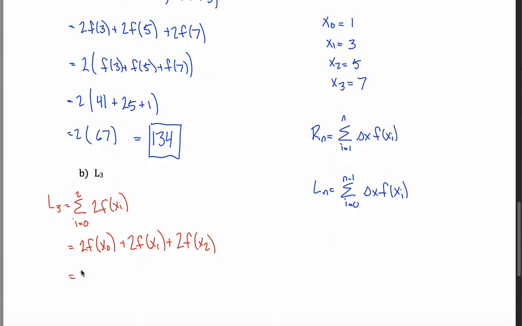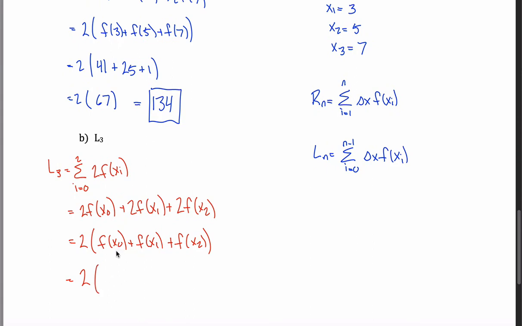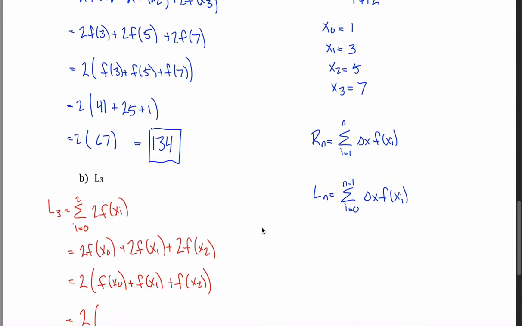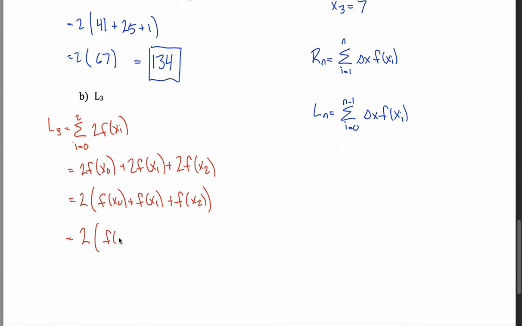And if I wanted to factor out a 2, I could, and that would leave me this line here. And then x naught is equal to 1 as I enumerated over here. So I have 2 times f of 1. x1 is equal to 3, so I have f of 3. And x2 is equal to 5, so I have f of 5. I think I did this in a slightly different order than I did above, but what you'll see is it really doesn't matter. You get the same answer.